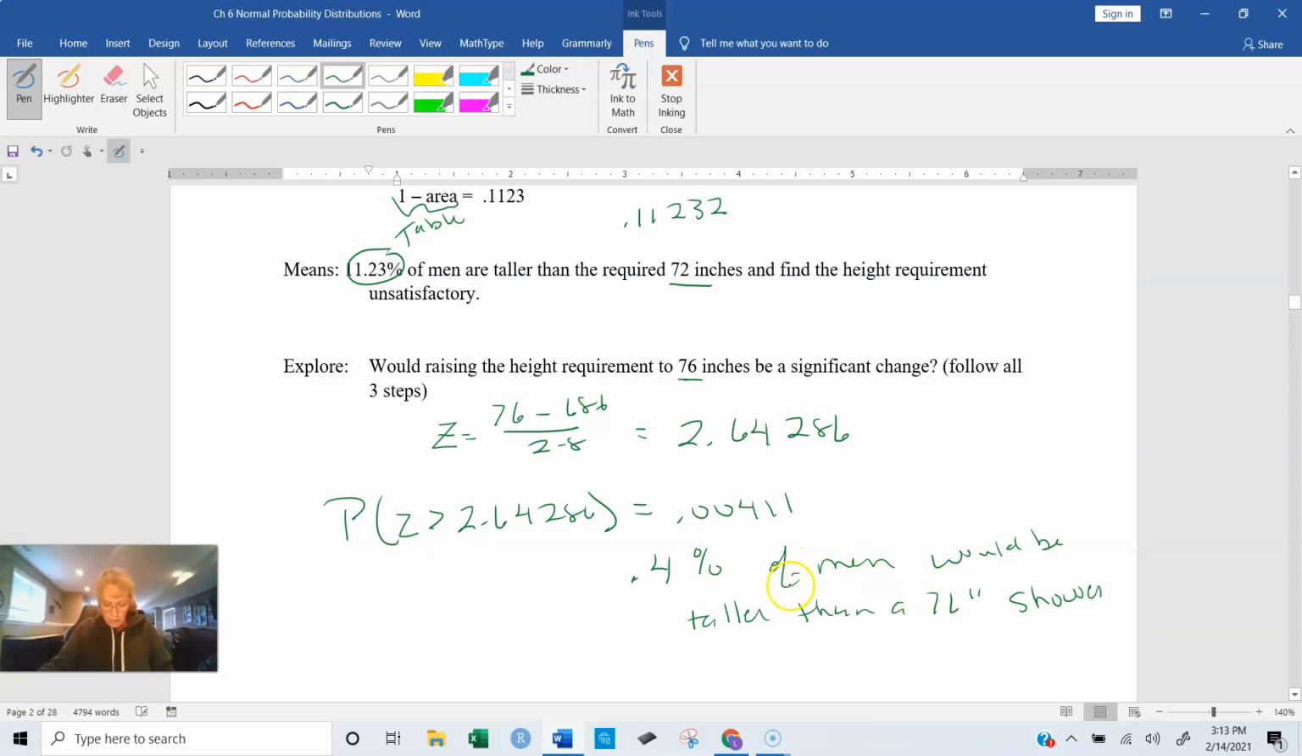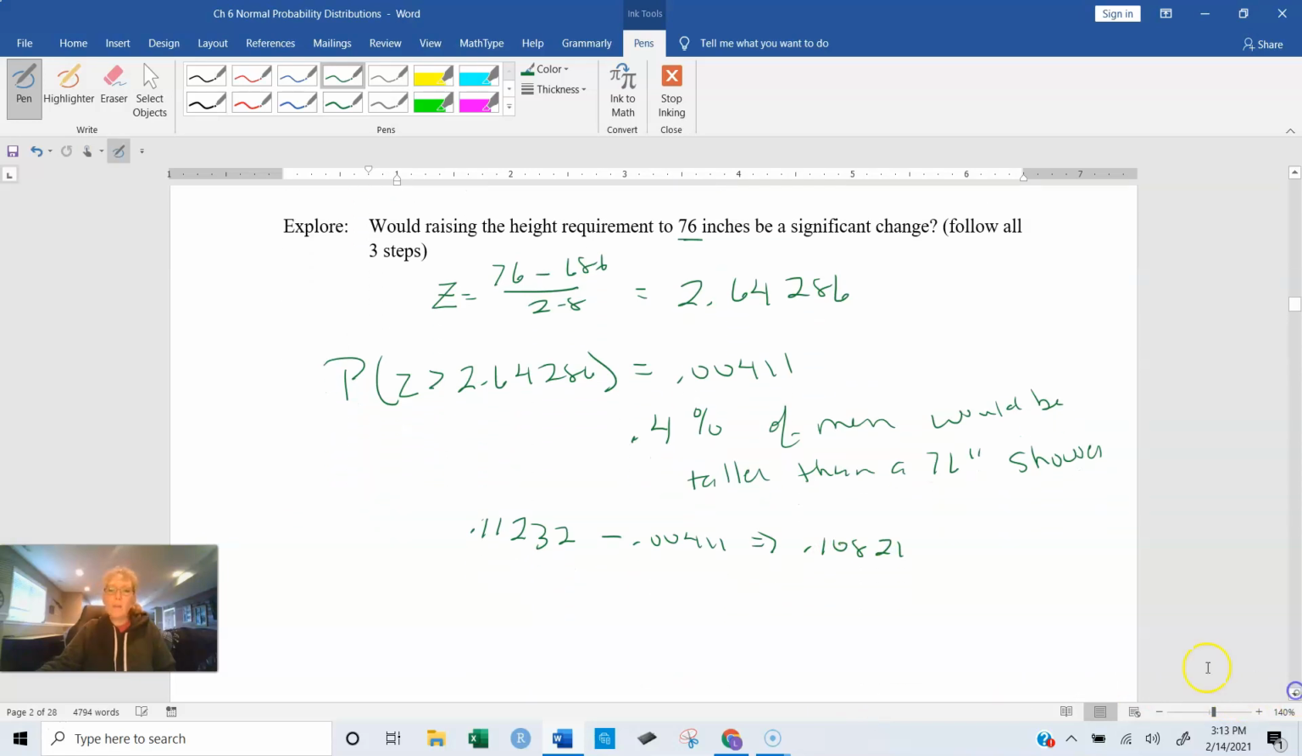This here would raise it significantly. Now let's check if it actually makes a huge difference. So you're going to take 0.11232 from above minus the 0.00411, the one we just calculated, and we get a difference of 0.10821. Now, if we're doing a 95% interval, I would say that 0.10821 is greater than the 0.05. So this is a significant difference.